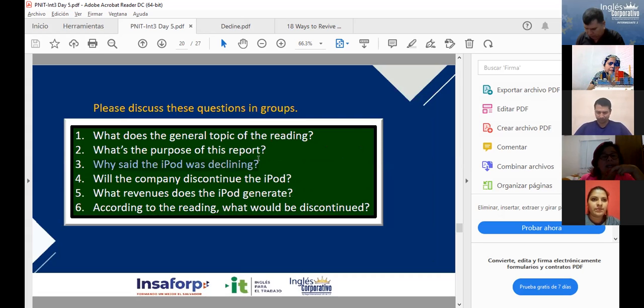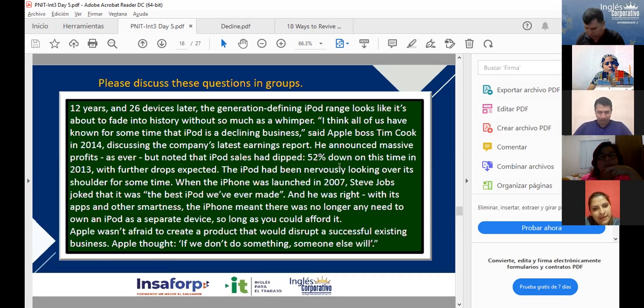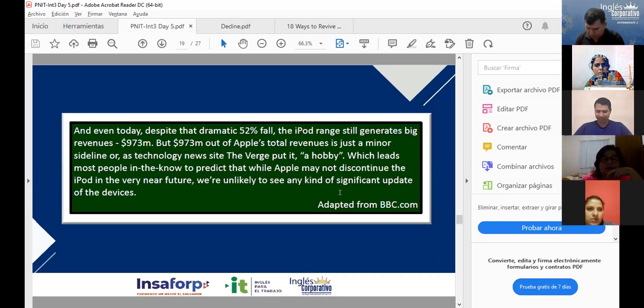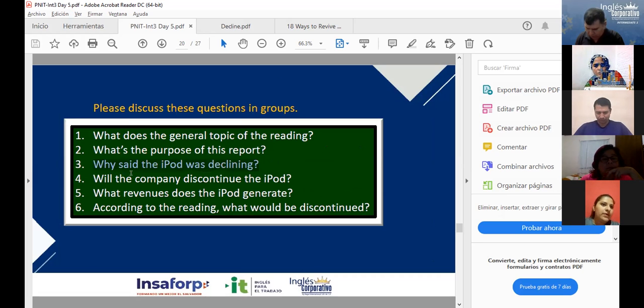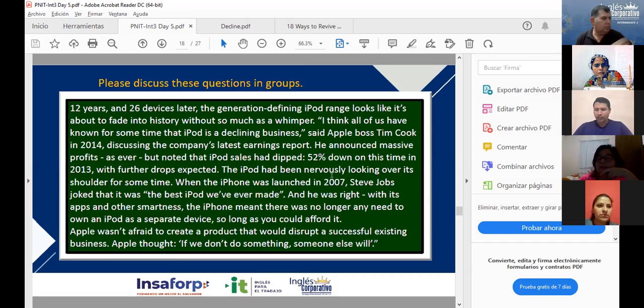Why say the iPod was declining? ¿Cómo se traduciría esa pregunta, la tercera? Ajá, ¿por qué dicen que el iPod está cayendo, está declinando? ¿Por qué dicen? Ajá, why say, ah, why say?